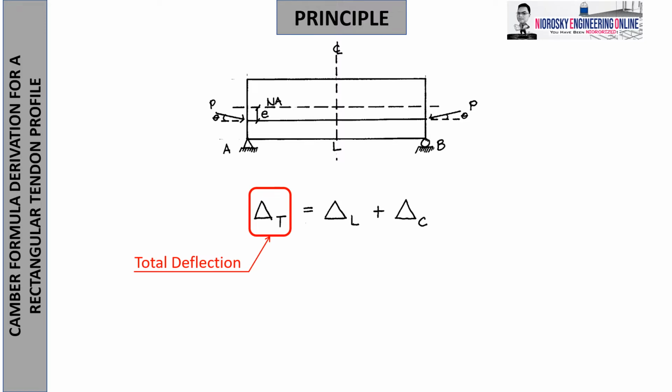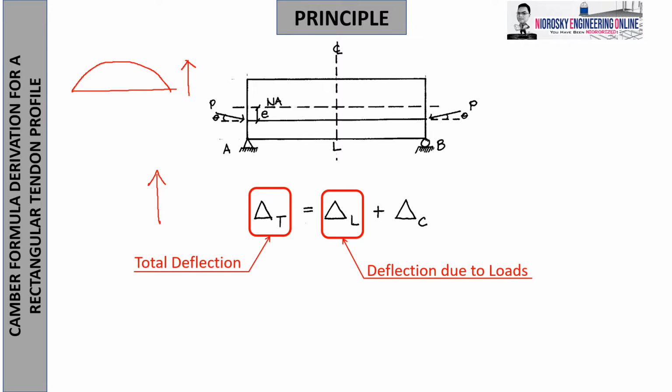And most likely, we will expect the total deflection to go up, because the main objective of our beam is to camber, or to deflect upward. If you recall, in our past discussion, our main objective is to produce an upward deflection as a total. That is what we call total deflection. Delta sub L is the deflection due to load. Most likely, that is taken from the loads, usually gravity loads.